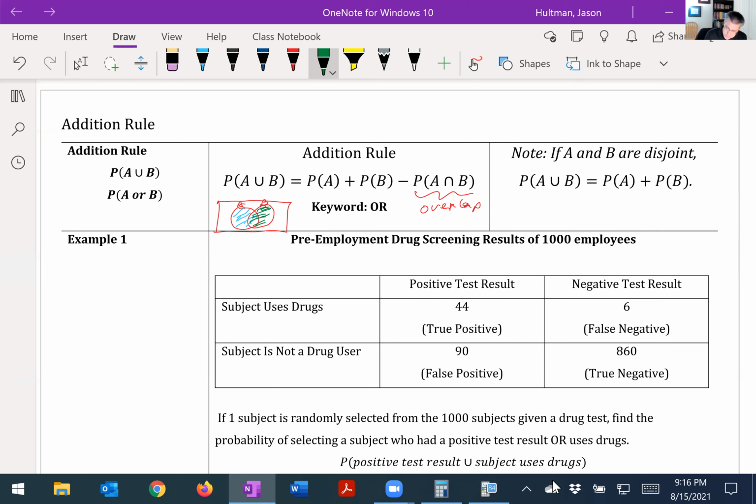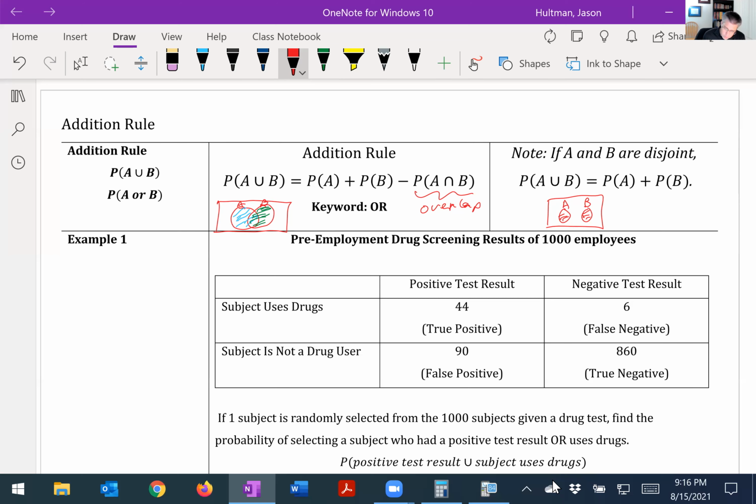If they're disjoint, then we don't have to worry about the overlap. We just do the probability of A, probability of B, and that's the union of A and B. It's just the probability of A plus the probability of B. We don't have to worry about that overlap.